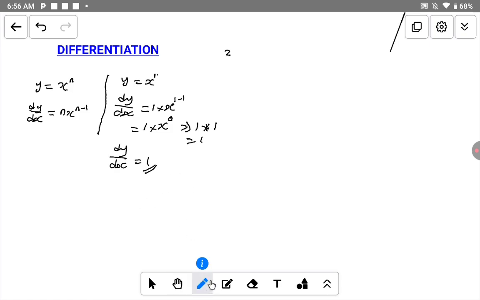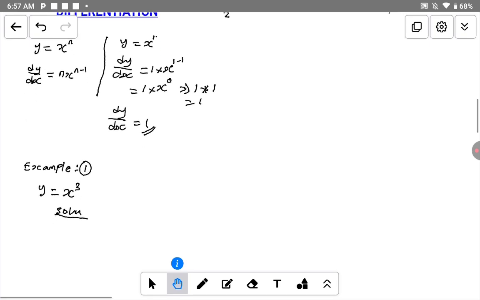Now let's say we're given a question that says differentiate this expression of y. Let me call it example 1. The example says differentiate y equal to s raised to the power of 3. The solution to this given expression is quite simple. Now, how do you attempt to solve it if we're given this expression? Let's look at the way we can solve it together.